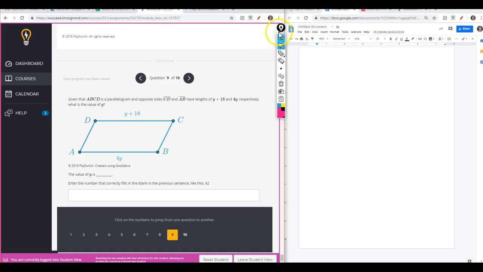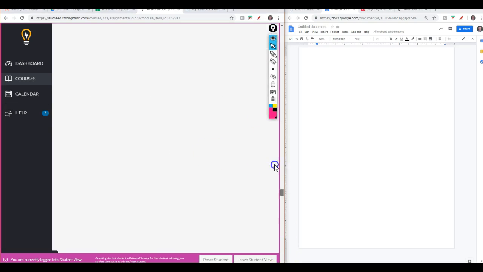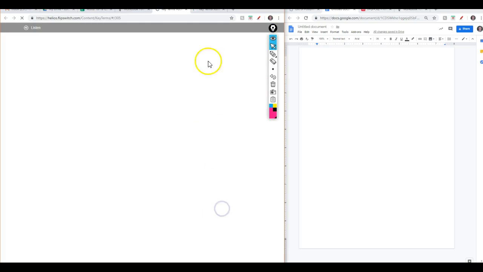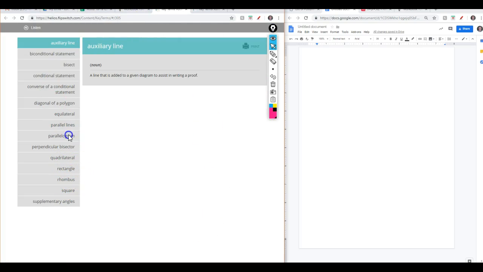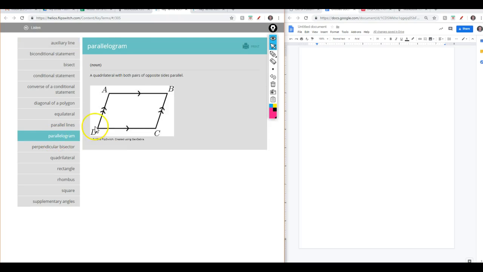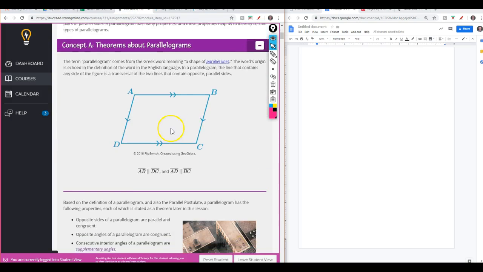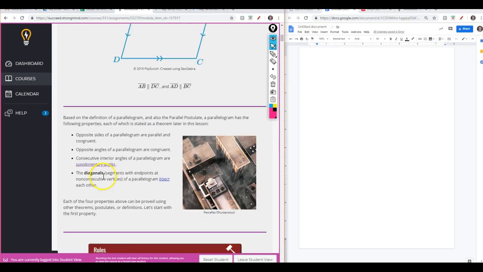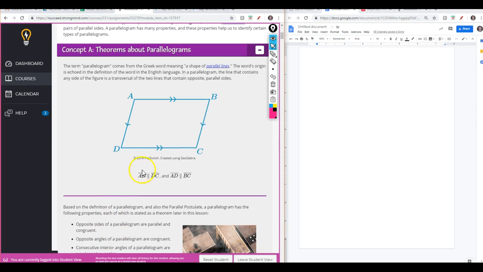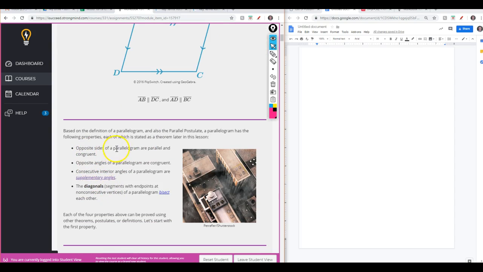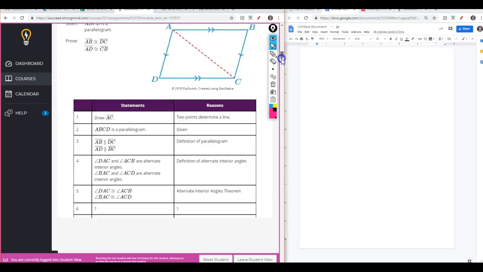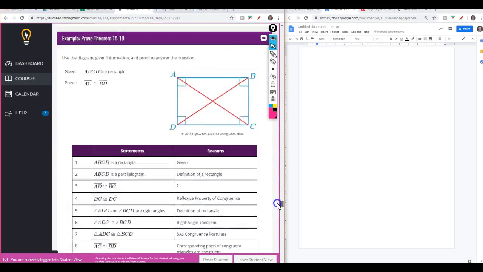Alright, so remembering information about parallelograms, if you haven't caught on to that, you could go to your key terms, look for a parallelogram. Quadrilateral with both pairs of opposite sides parallel. That didn't really help because it doesn't talk about the sides. So if you go to concept A, theorems about parallelograms, it says opposite sides of a parallelogram are parallel and congruent. So on this, congruent again means they have the same length.